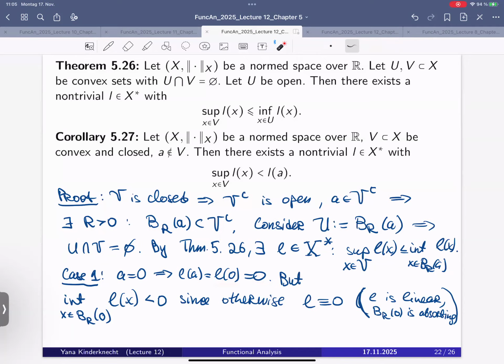So we claim that the infimum is smaller than 0, because it cannot be bigger than 0, as we have already this value. So if the infimum is 0 and the set is absorbing, this means that actually the infimum over the whole space is 0, but we have a linear functional which is bounded from below. This is only possible in this case.